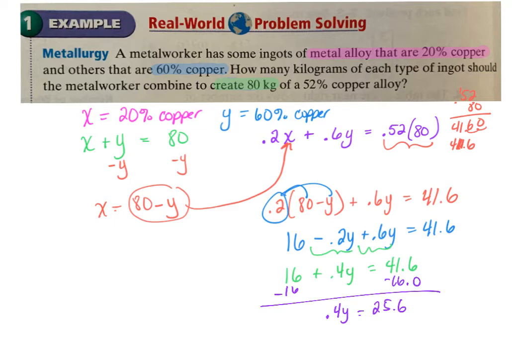Line up your decimals. 6 minus 0 is 6. Carry your 1. 11 minus 6 is 5. 3 minus 1 is 2. Pay attention when you do decimals. Line them up. So I have 0.4y equals 25.6.